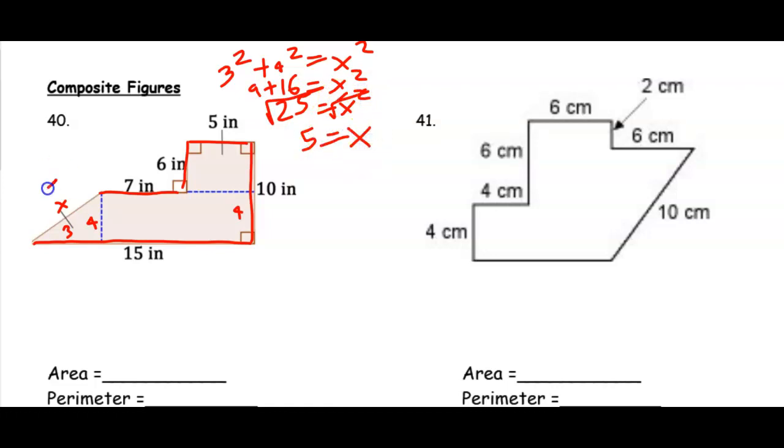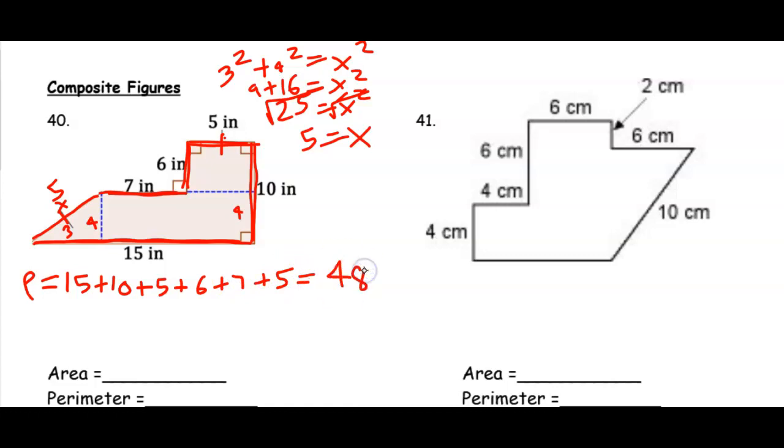So we got 5. So for perimeter, we're going to add up all the sides. 15, 10, 5, 6, 7, 5. Oh, and then these tick marks we should have known as 5. My bad. All right, so that's 15 plus 10 plus 5 plus 6 plus 7 plus 5. 25, 30, 36, 43, 48 inches.